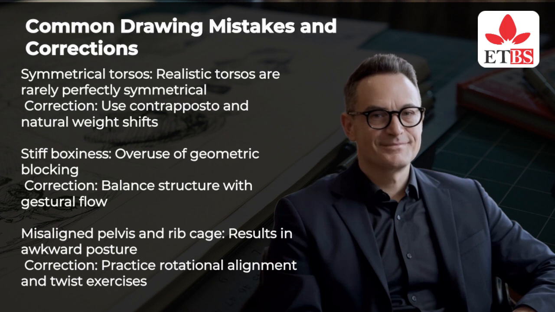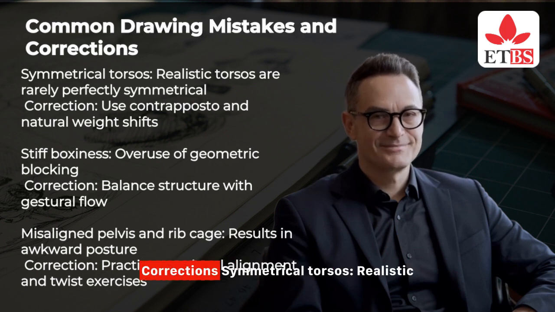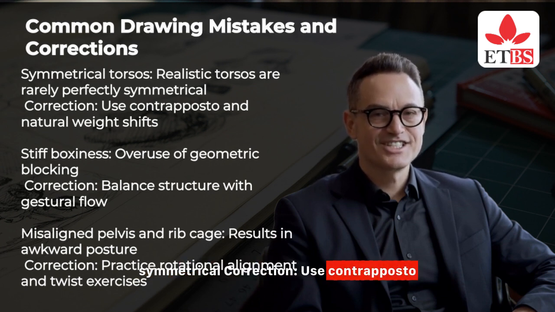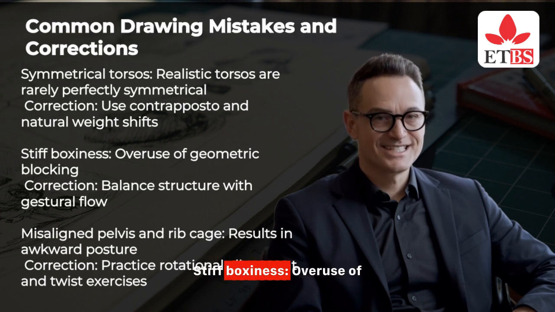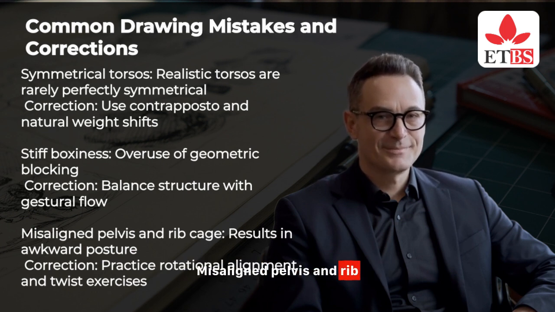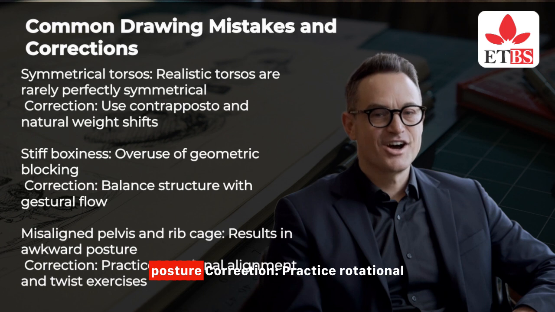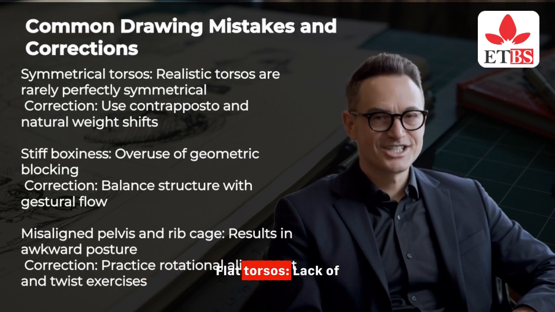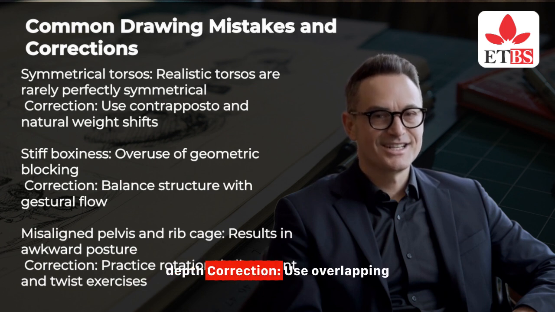Seventh, common drawing mistakes and corrections. Symmetrical torsos: realistic torsos are rarely perfectly symmetrical. Correction: use contrapposto and natural weight shifts. Stiff boxiness, overuse of geometric blocking. Correction: balanced structure with gestural flow. Misaligned pelvis and rib cage results in awkward posture. Correction: practice rotational alignment and twist exercises. Flat torsos, lack of depth. Correction: use overlapping lines and shadows to show depth.